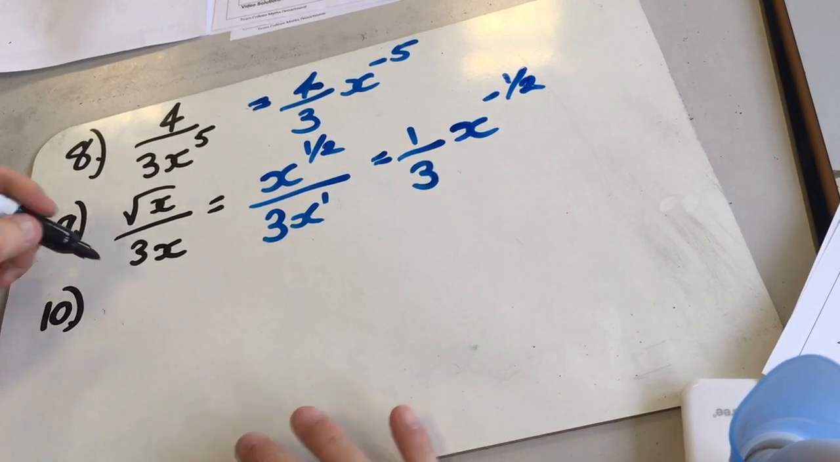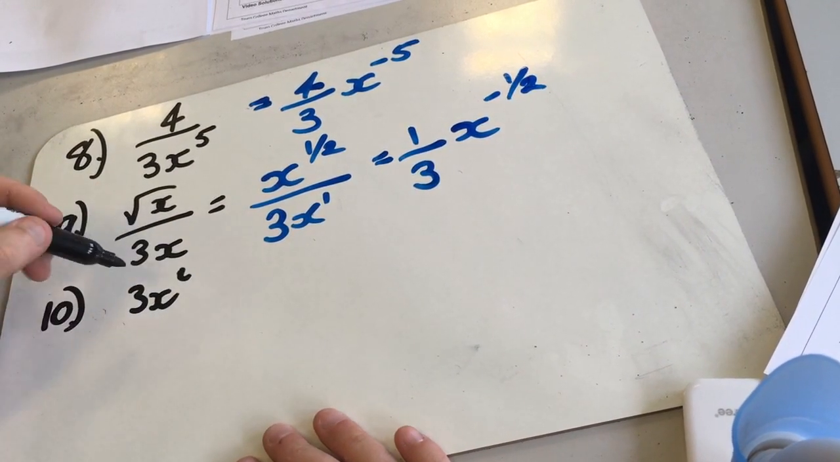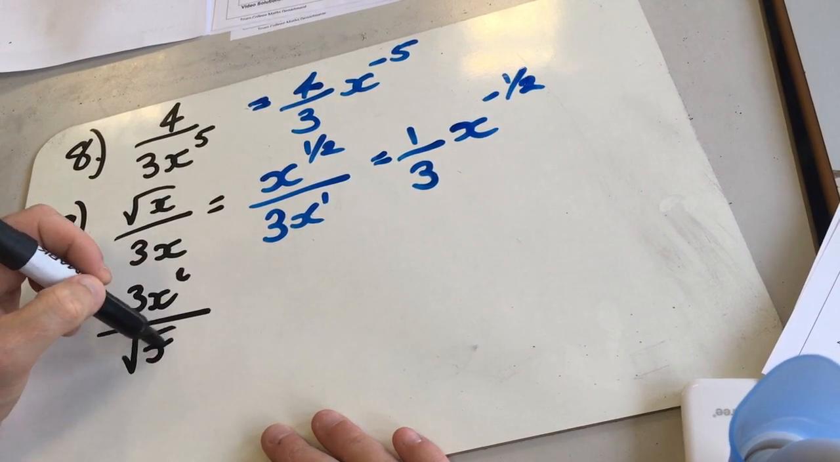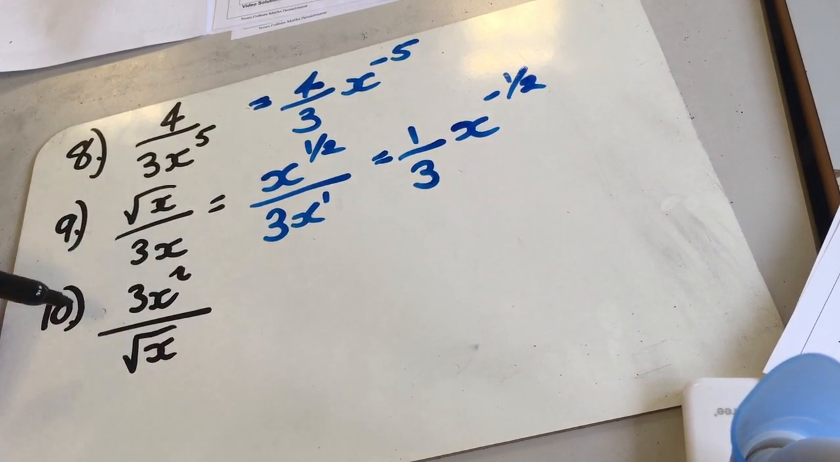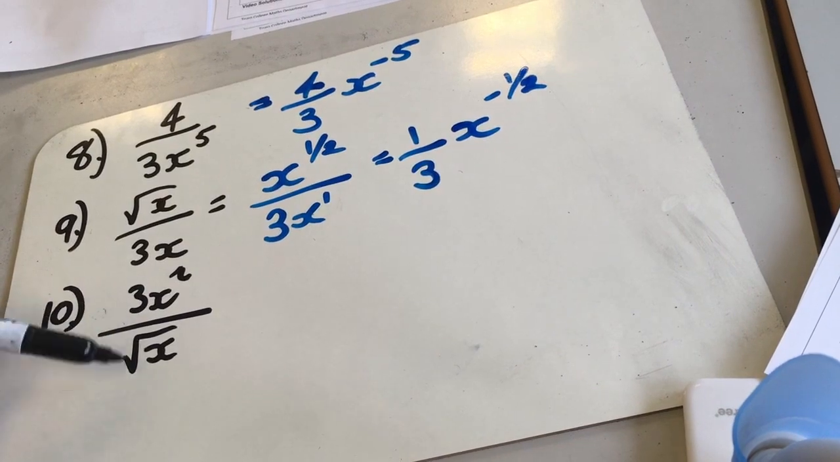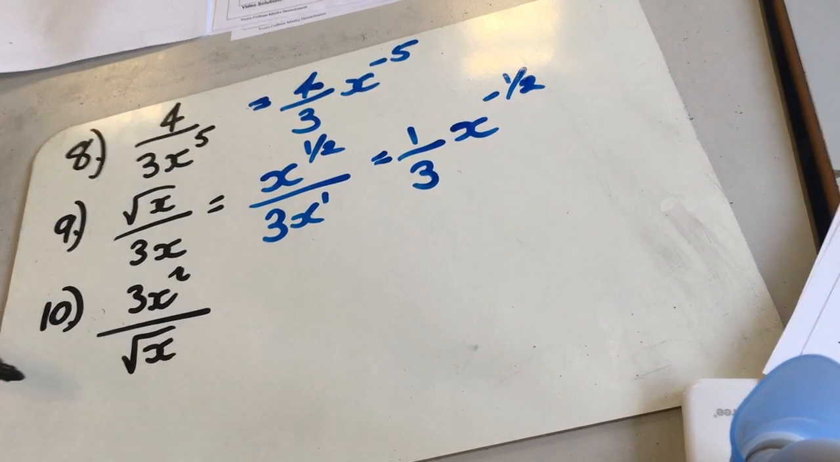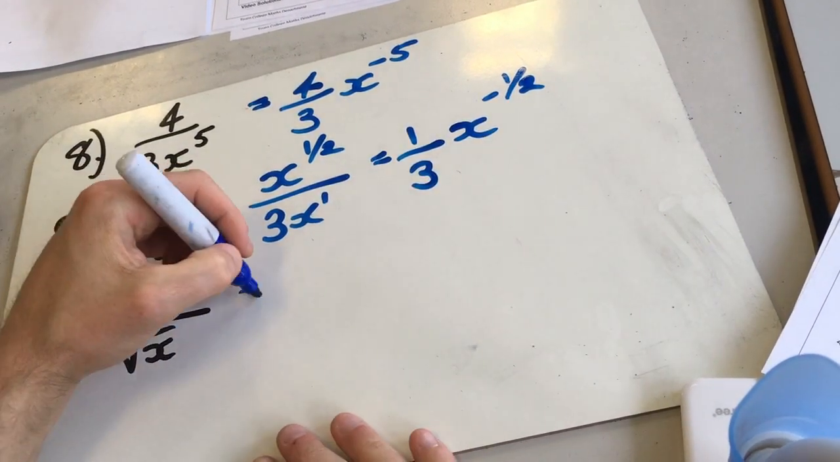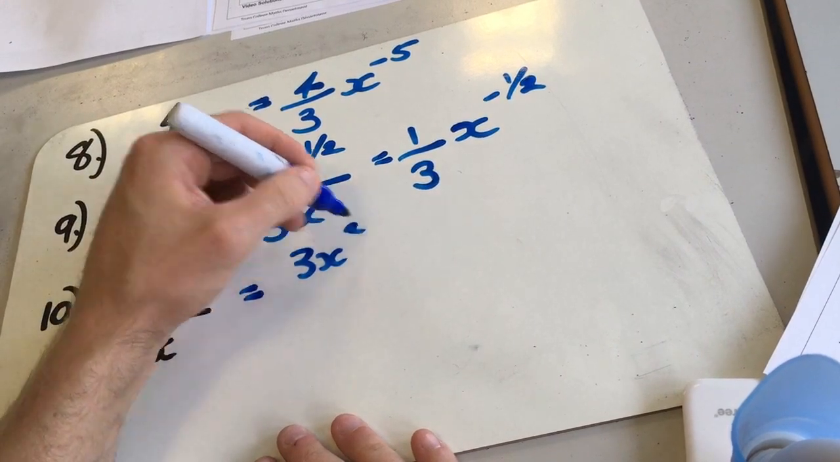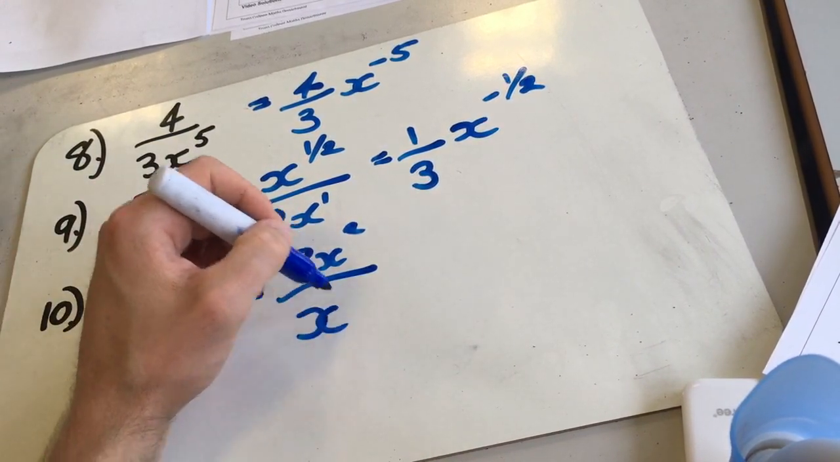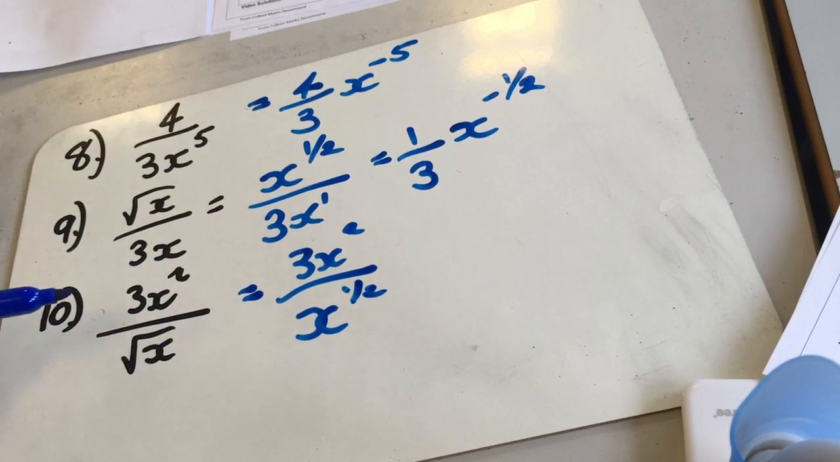Okay, question 10, 3x squared over root x. It's very similar to the last one. We just got the root on the bottom now. So the same thing again, we'll start off by writing it as power half. So you get 3x squared over x to the half.